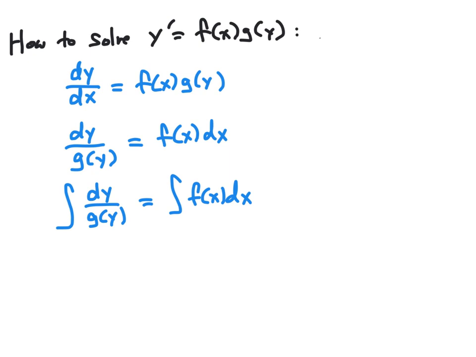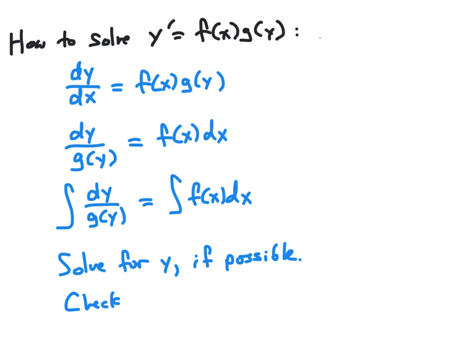Now, once we do this, on the left-hand side, we'll have a function of y, and on the right-hand side, a function of x. And if possible, the next step would be to solve this equation for y. And if we are able to do this, this function of y will be our solution to our differential equation. At this point, we could then check for the initial condition if we have one, and then use this to find the particular solution that we're looking for.